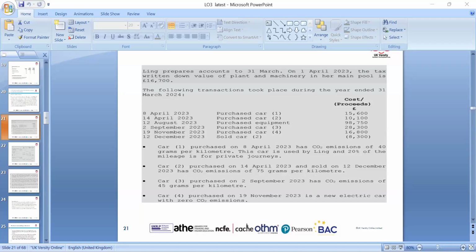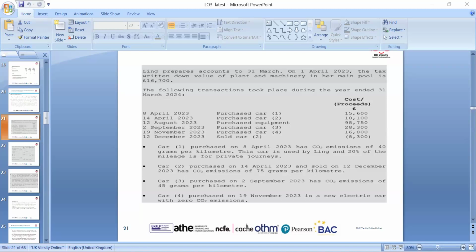You will see which assets fall in the main pool, the car, or the special pool. The written down value is 16,700, which we carry forward, and then we look at additions qualifying for annual investment allowance. We have equipment we bought for 98,750, and at 100% that falls within the limit, so this year there won't be any tax on it. It can be exempt.